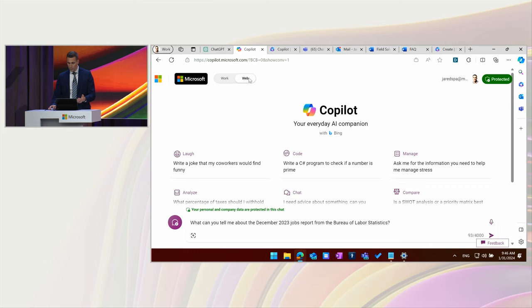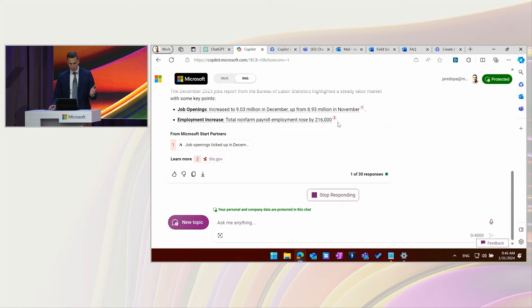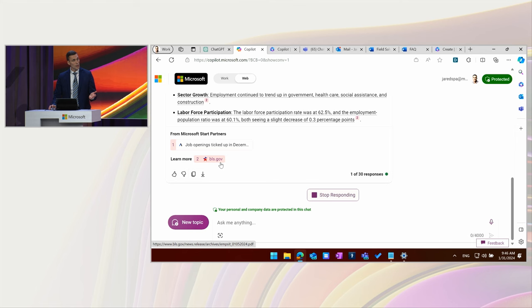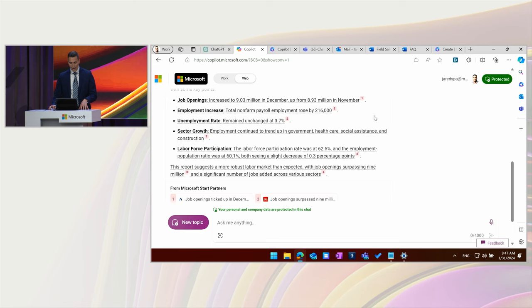It will say searching for that particular report. It will find that report, and then it will give you a view of the report. If you go look at the source here, it went to the actual BLS.gov website to find that source. You can see, for instance, the total nonfarm payroll employment rose by 260,000 and the unemployment rate for November changed to 3.7%. And there are some references, which are very interesting, that take us directly to some source data that we can look at.